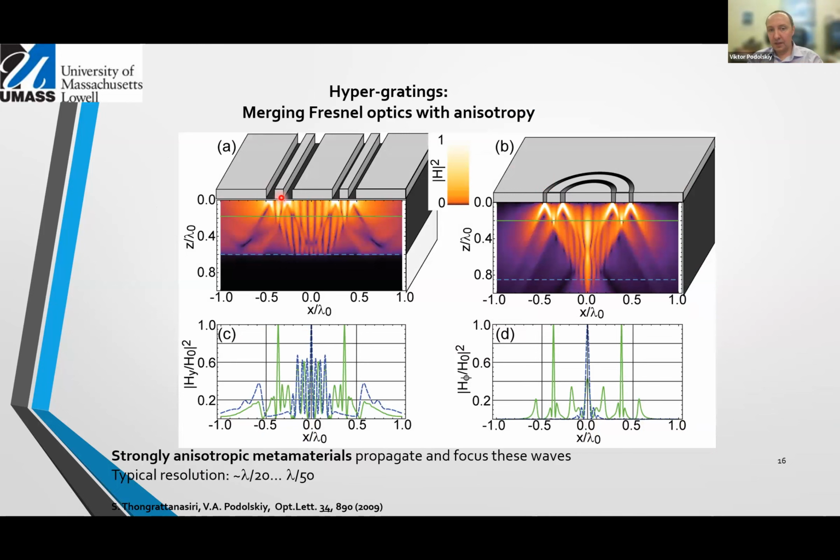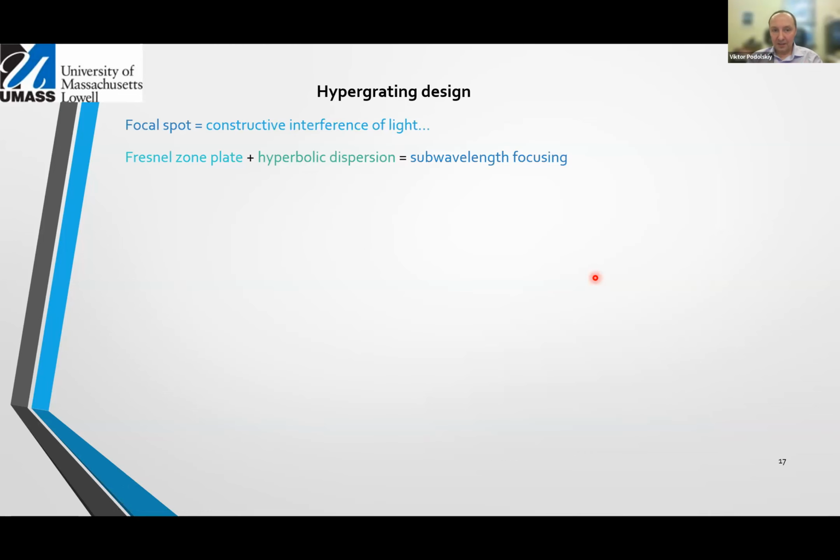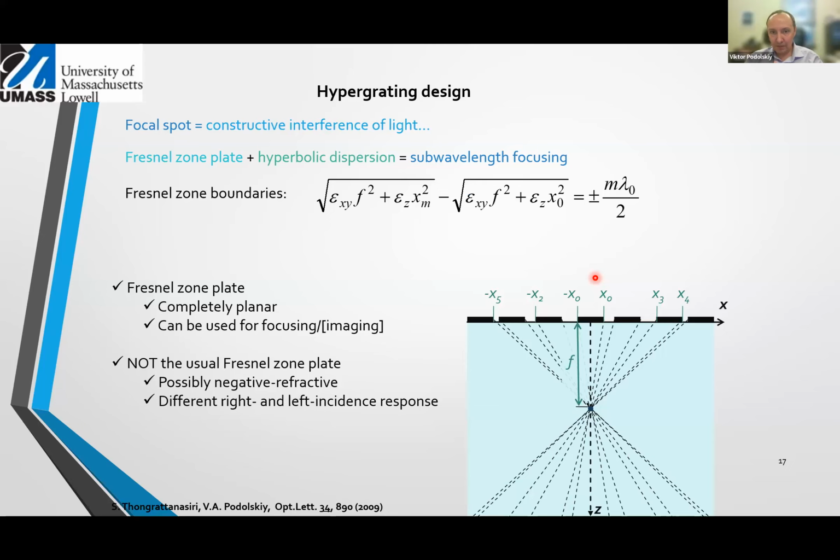If you just start looking at the light transmitted through multiples of these slits, either rectangular or circular, you expect to see light beaming out in these cones and interfering with each other, coming up with a series of local maxima of light inside. So this already gives you a motivation that this looks very similar to conventional Fresnel zones. And in fact, if you take the approach behind the Fresnel zone design and add hyperbolic dispersion to it, you should be able to have subwavelength focus.